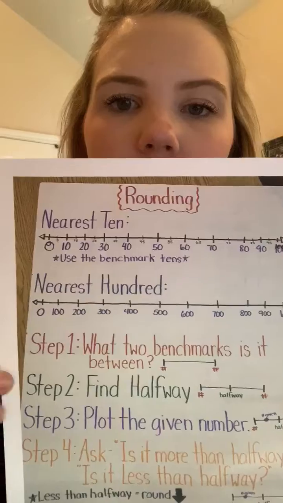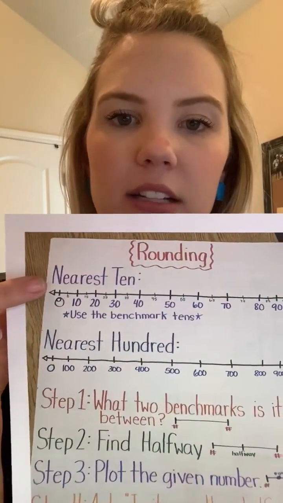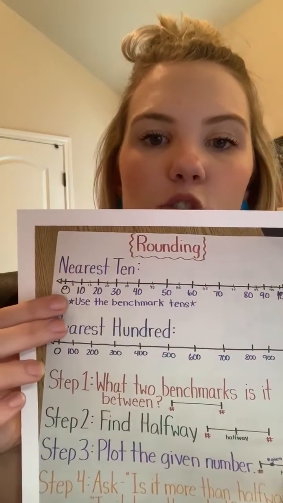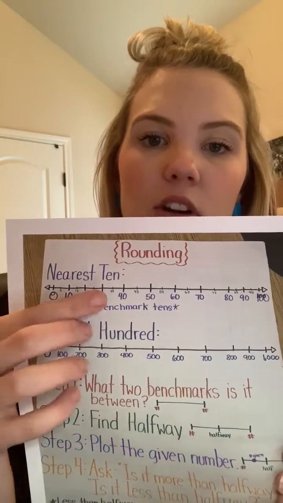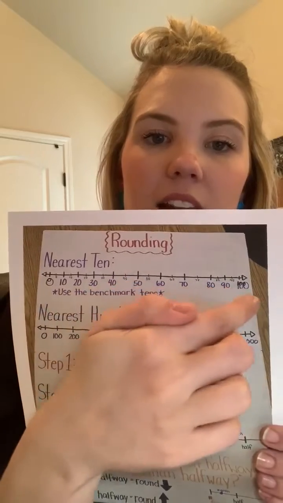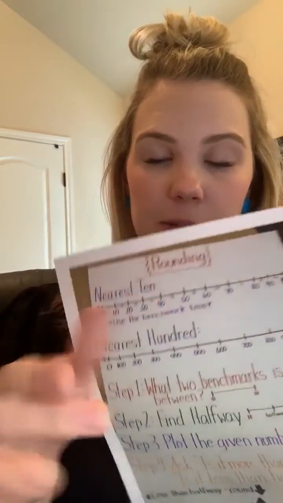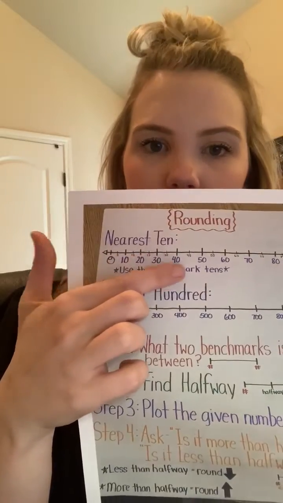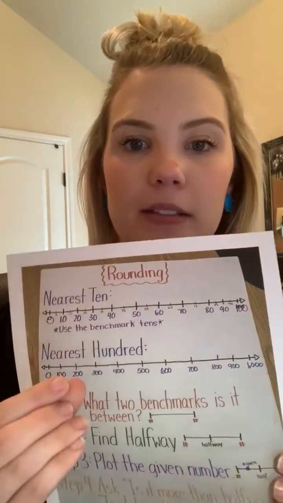So here's our anchor chart for rounding. We can round to the nearest 10 or the nearest 100. You can also round to the nearest 1,000 or 10,000, but we're going to worry about that later. For now, we're just going to practice the nearest 10 and the nearest 100. So when you're rounding to the nearest 10, you always use your benchmark tens, which is basically just counting by tens. So we've got 0, 10, 20, 30, 40, 50, 60, 70, 80, 90, and 100, right? In between that, it's counting by fives. 5, 10, 15, 20, 25, 30, 35, 40, 45, 50. So those halfways always have a 5 in the ones place.